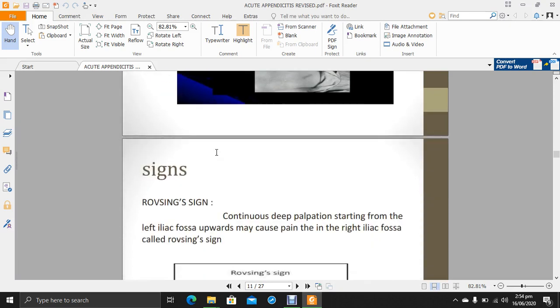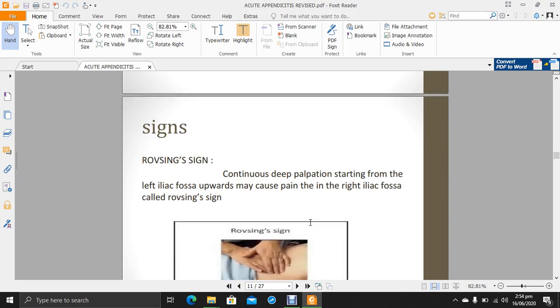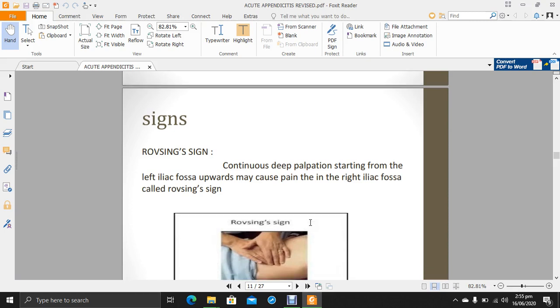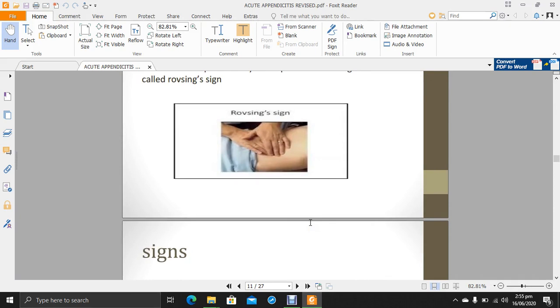Another sign is the Rovsing sign, continuing. When you exert pressure in the left inguinal and left iliac fossa, the patient will feel pain in the right iliac fossa. This is the Rovsing sign.